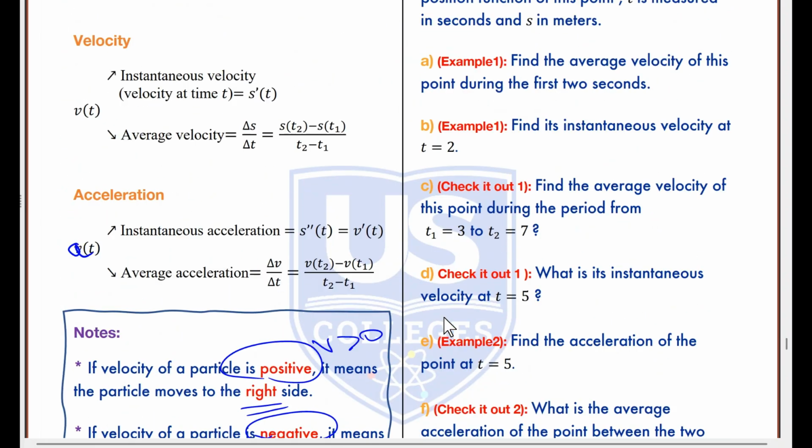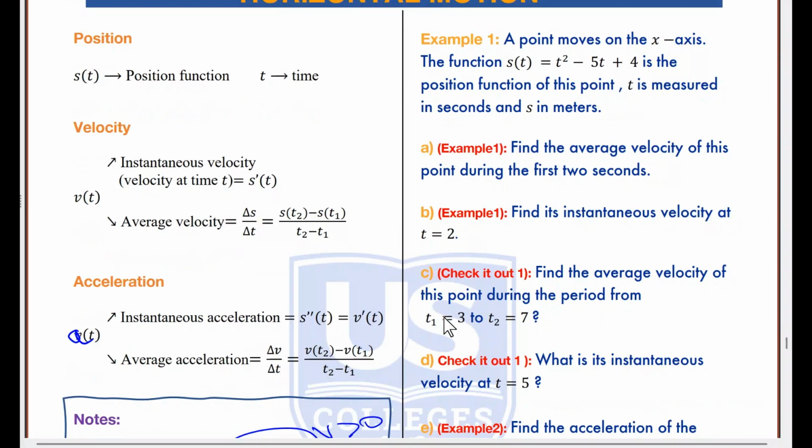Okay, let's start solving questions. First question in your book. A point moves on the x-axis. The function s(t) is t squared minus 5t plus 4, the position function of this point. t is measured in seconds and s in meters. The first question: find the average velocity of this point during the first 2 seconds. First 2 seconds means t1 being 0, t2 being 2.